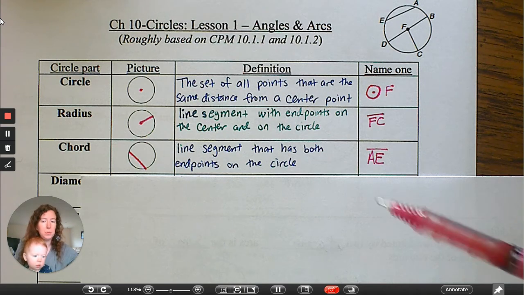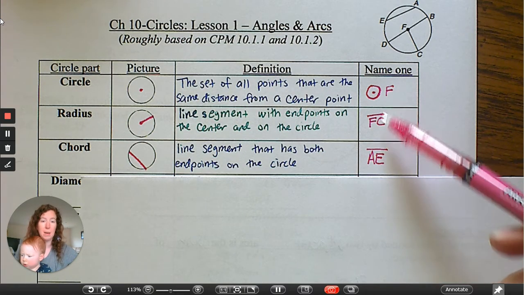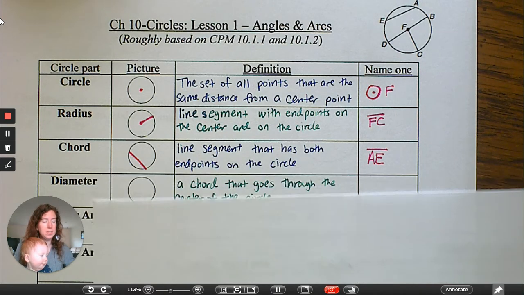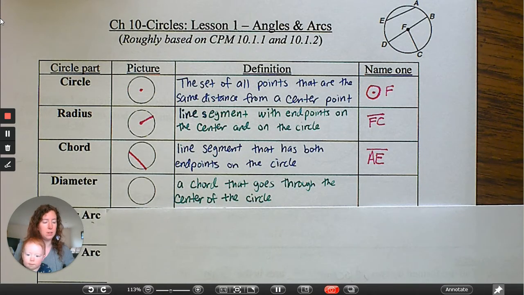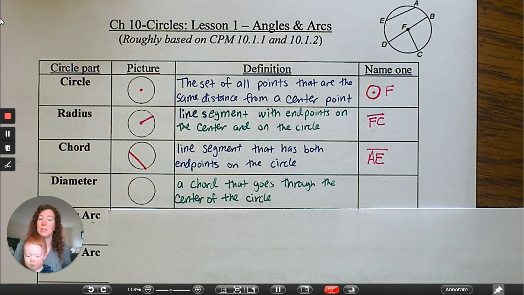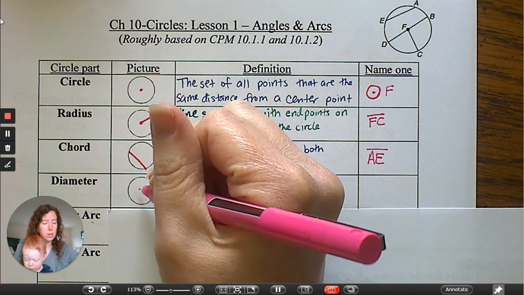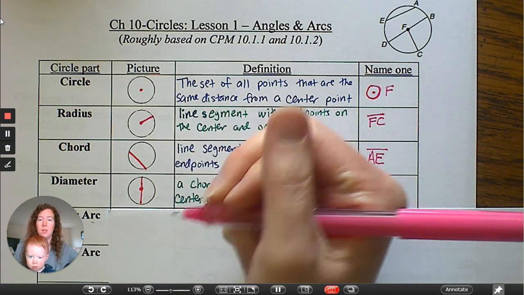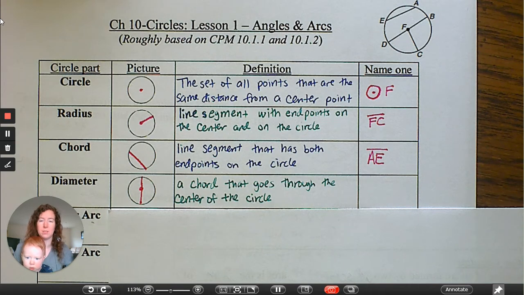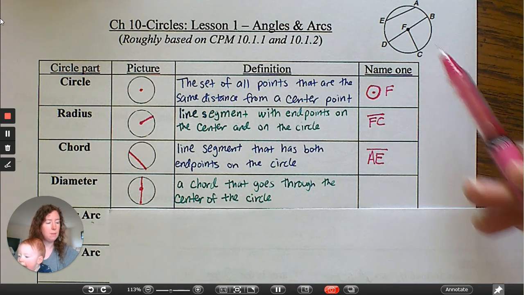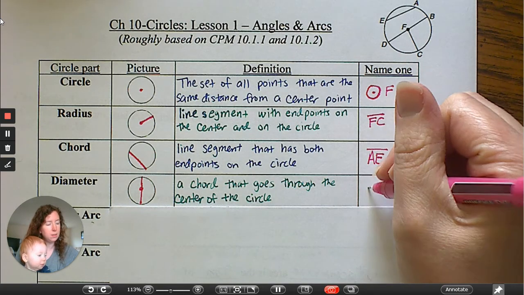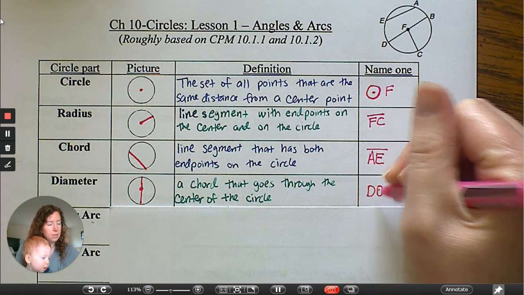Another thing to note, we need to make sure we're using all capital letters when we're naming our stuff, okay? Now, our next one is a diameter. A diameter is also a chord, but it's a special chord because it goes through the center of the circle. So if you have your center, your diameter goes through that. Okay, my center's a little off, but you know what I mean. Our diameter here is BD or DB. Either way is fine.